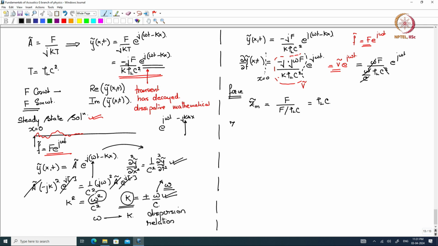Now, earlier we said that we could have mechanical impedance as a complex number, a real part plus j times an imaginary part, and we said the real part indicates dissipative aspects of the system, the imaginary part indicates the inertial and stiffness aspects. Now, here this rho l c is purely real.